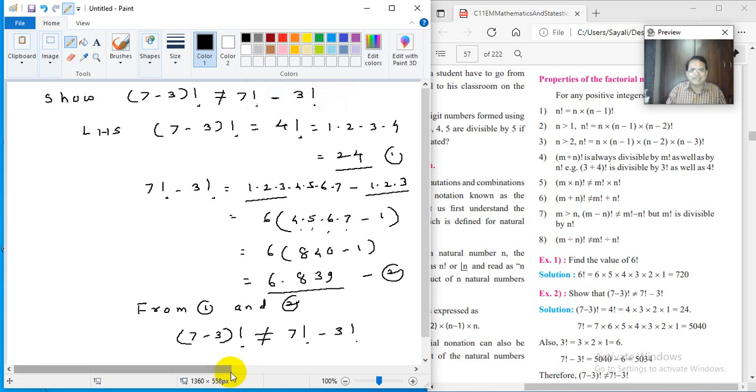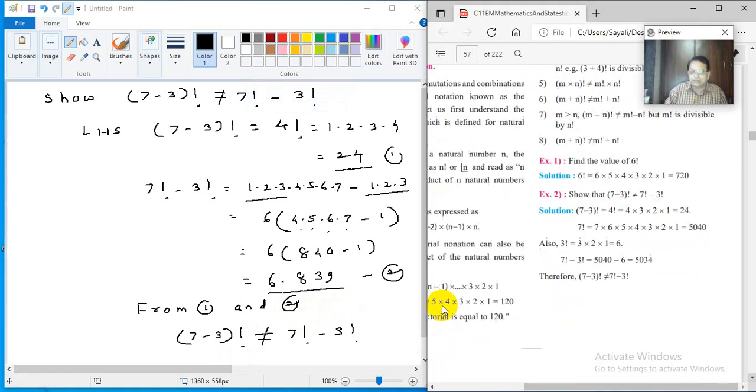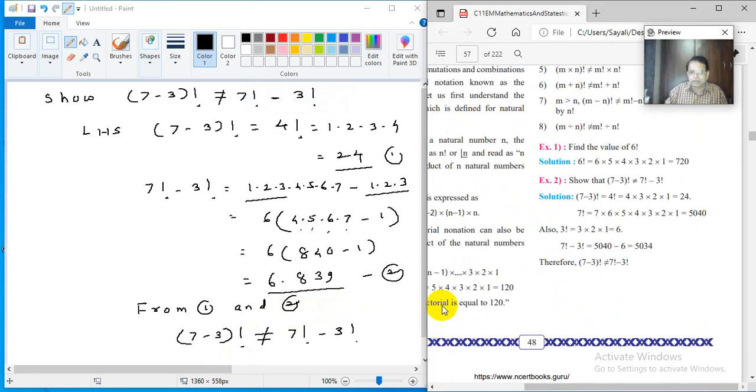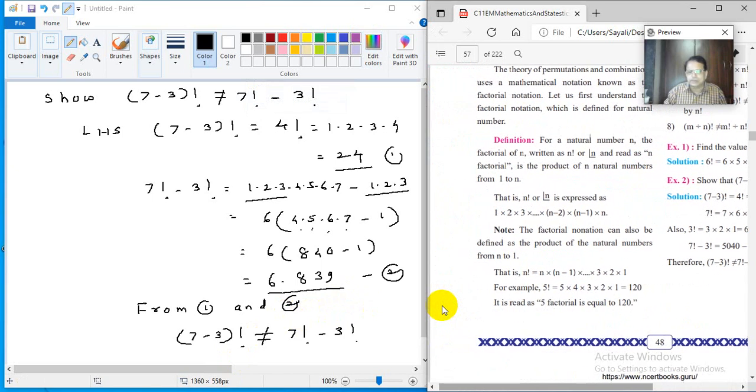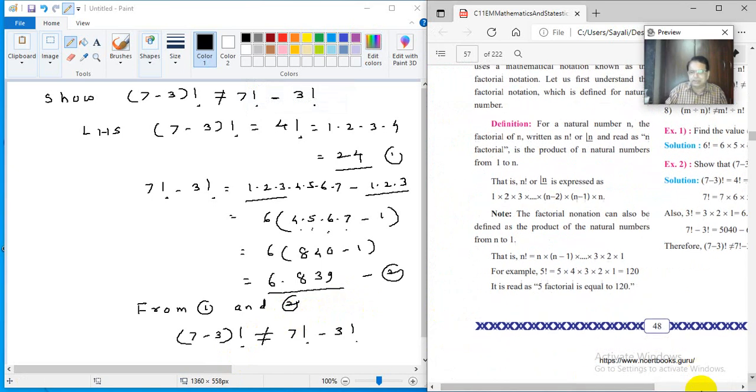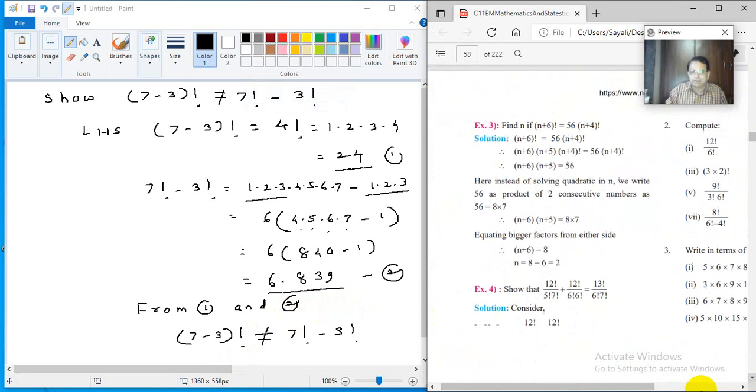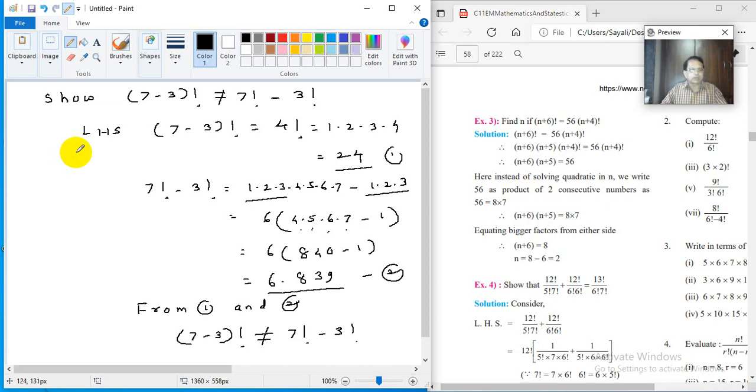So problems like this are not difficult. You have to understand the meaning of notation factorial, and also you will perform proper calculations, then everything is simple. Okay, so this type of problems, I think you can answer them. Now we will go for some other problems.